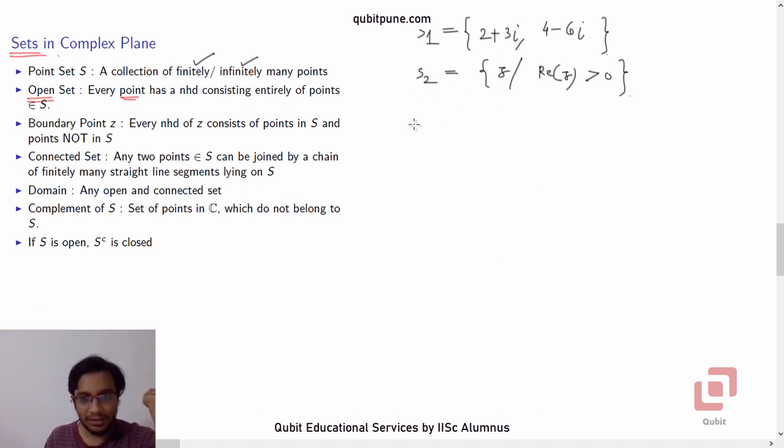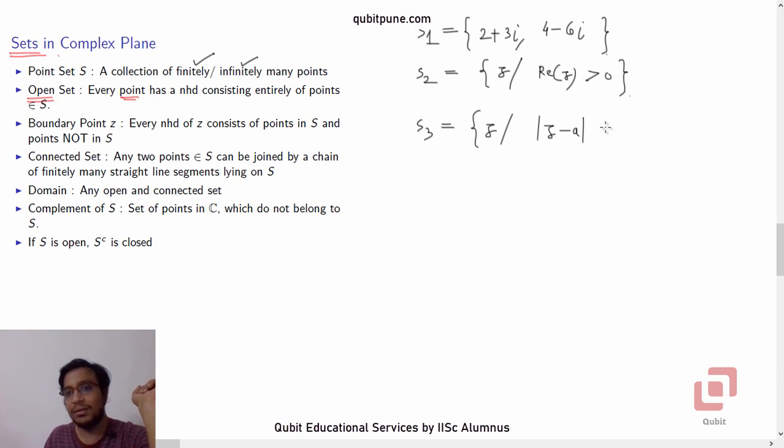So examples of open sets: S2 is an open set, and we can also define S3 as the set of all those points z such that mod of z minus a is less than rho. So this is still an open set. Now let's go to boundary point. A boundary point z is a point such that every neighborhood of z consists of points in S and points not in S.